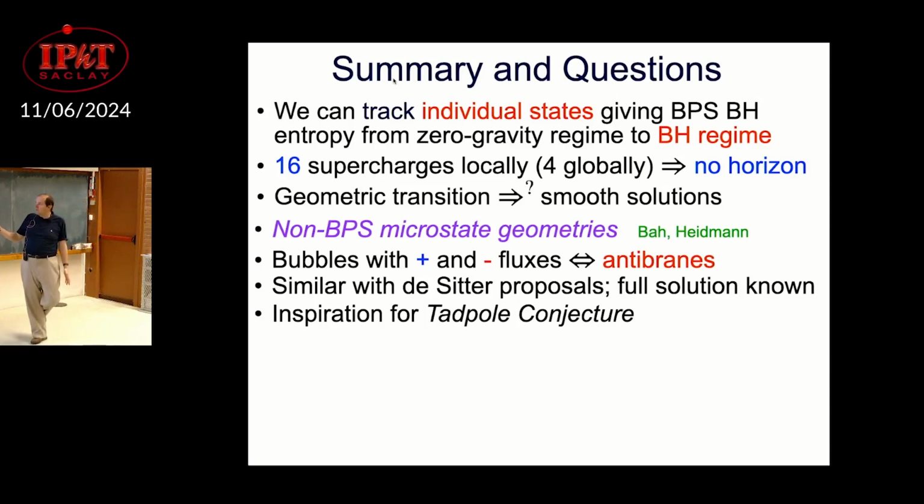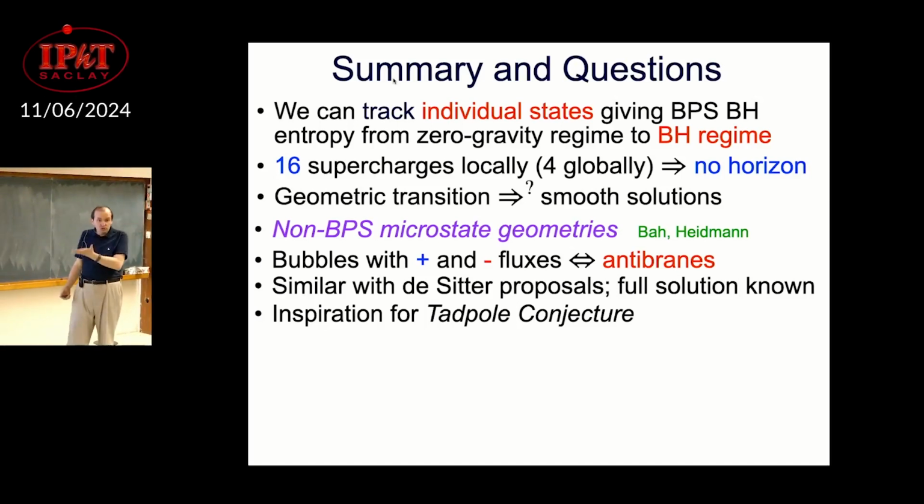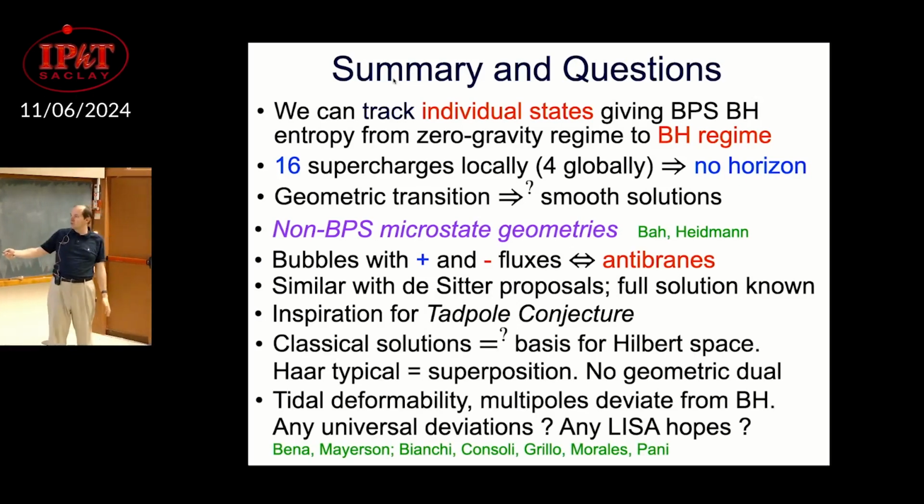And then for non-BPS microstate geometries, again, you have the solutions by Pierre and Nibu, and also the microstrata. The ones by Pierre and Nibu have really bubbles with plus and minus fluxes. They really have brane anti-brane structure. They really have this very nice thing, similar to the sitter proposals, but the full solution is known. Unlike the sitter solutions, where nobody knows the full KKLT geometry, here we know them. Here we have the whole bloody solution, so it's something which was useful also for the Tadpole conjecture.